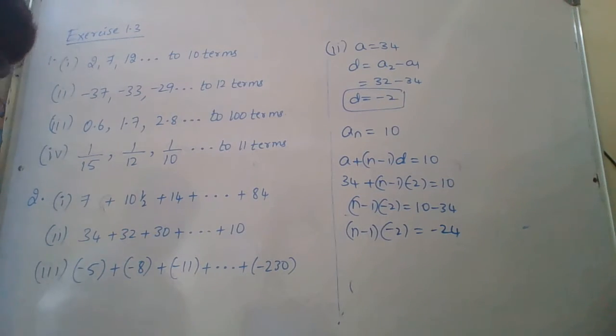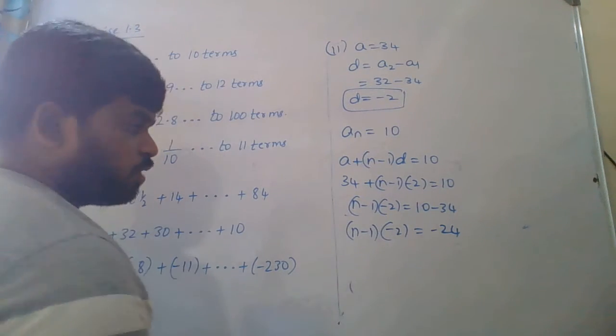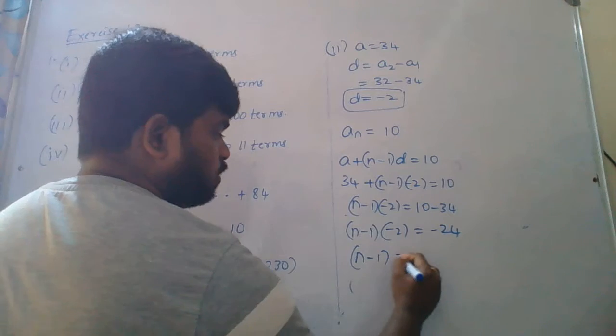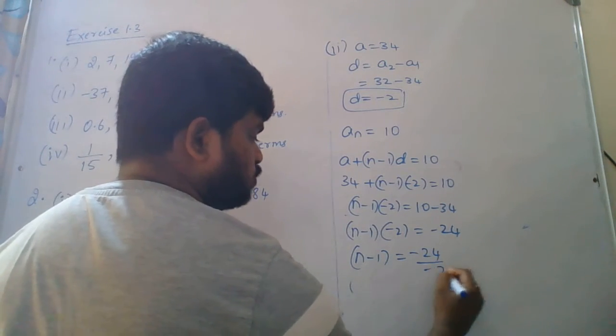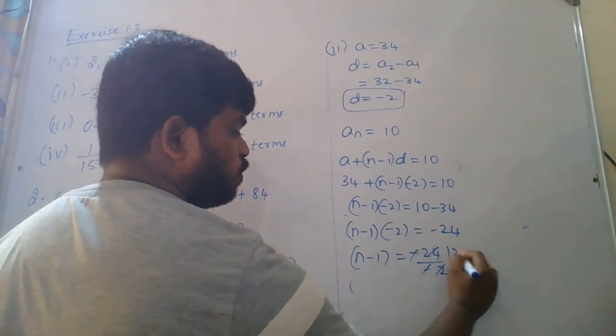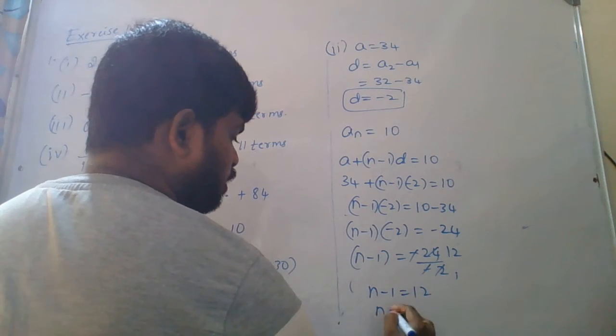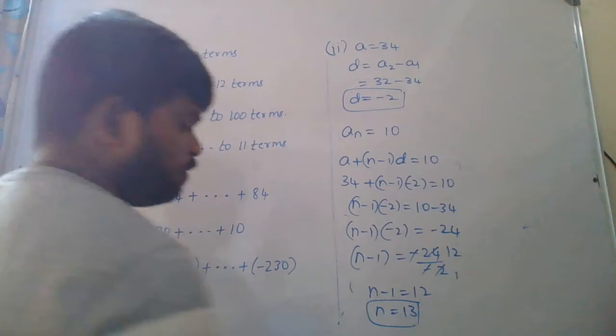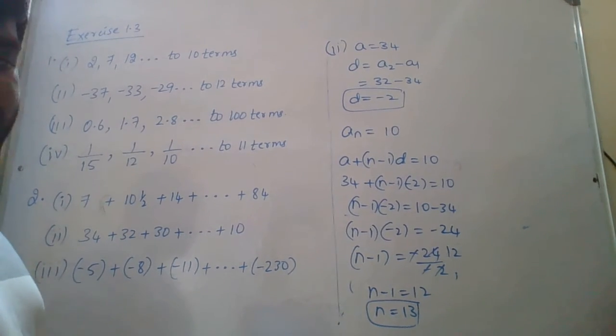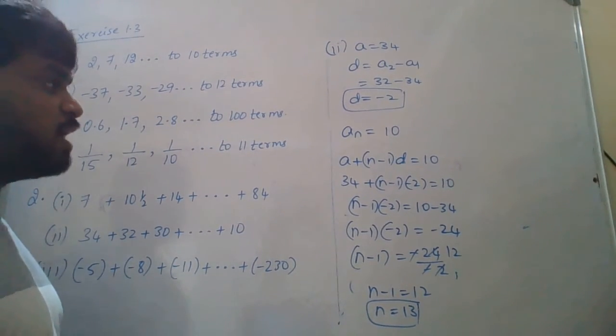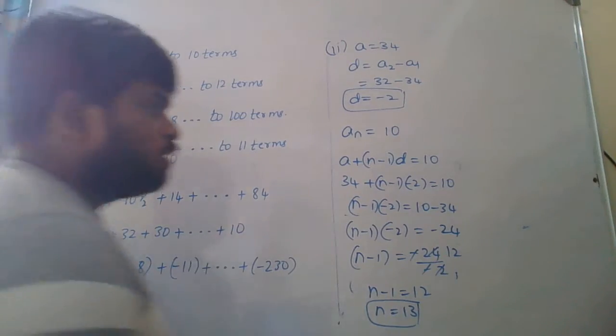So what do you get? Minus 2, you have to transpose it. n minus 1 equals minus 24 by minus 2. Minus minus gets cancelled. 2 ones are 2, 2 twelves are 24. Therefore n minus 1 is 12. Therefore n is 13. So we got the value of n as 13, which means there are 13 numbers here that we are adding.